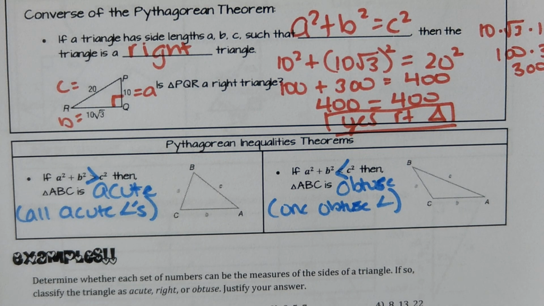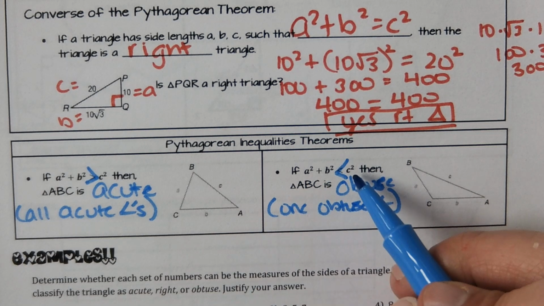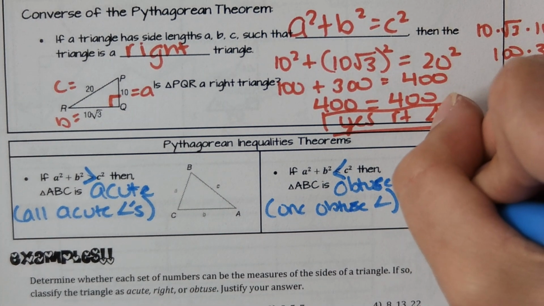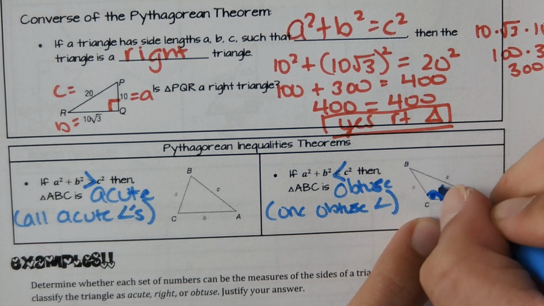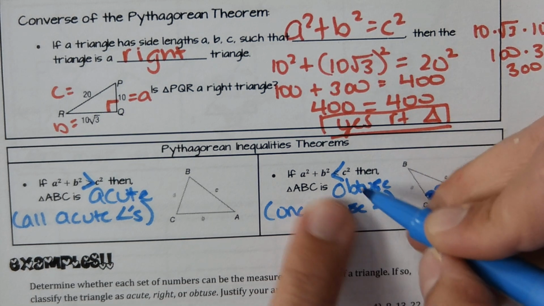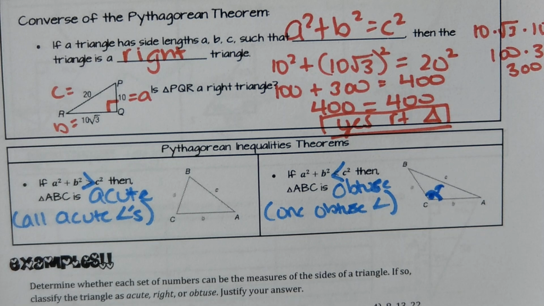Sometimes I have trouble remembering which one's which. But to me, this makes sense because in an obtuse triangle, you have an obtuse angle, a bigger angle here. And it would make sense that opposite that, C would be larger. And that's what it's showing here, that C squared is bigger than those two.